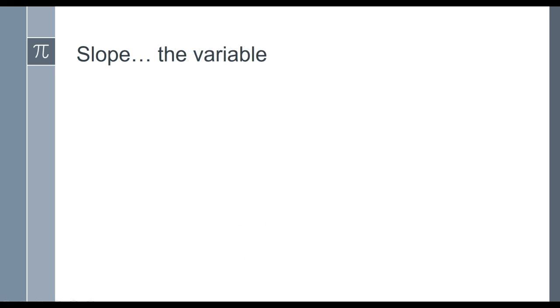The variable that we use for slope is m. No one is quite sure why we use the variable m for slope instead of s, but typically that's the letter that you're going to see.